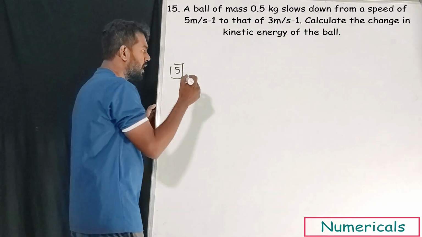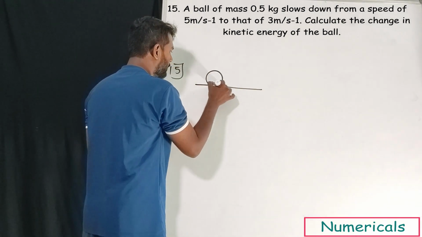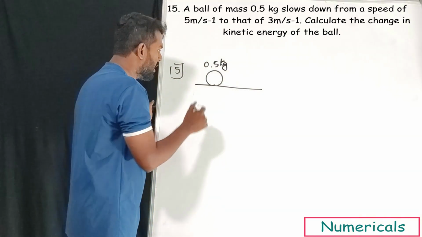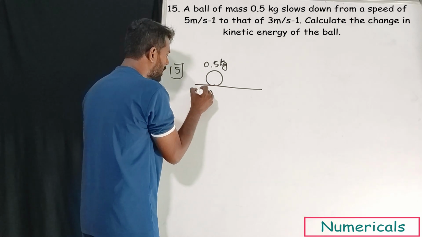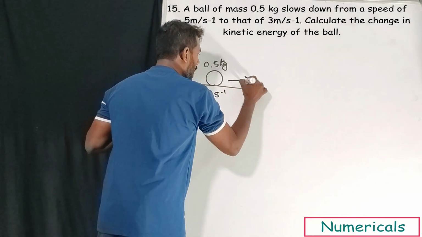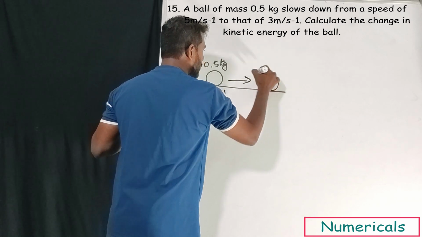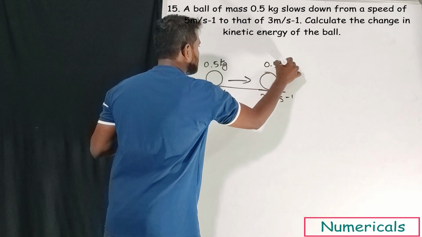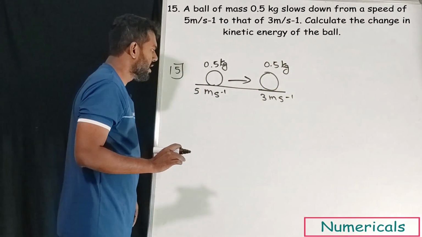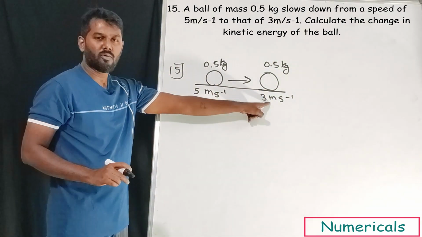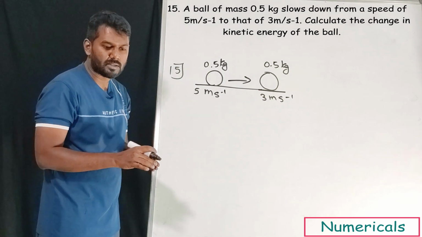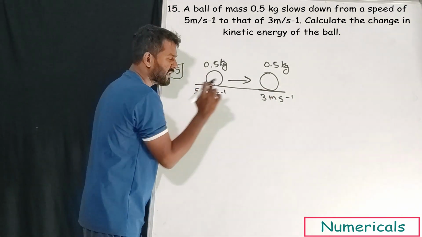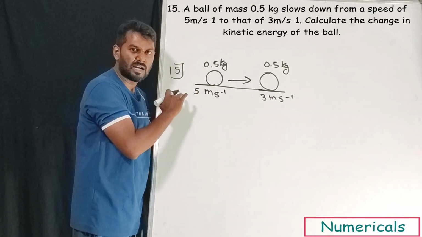First you understand the concept. Assume there is a ball of mass 0.5 kg, that is mentioned in the question. At present it is moving at 5 meter per second, and after a few seconds it has slowed down its speed to 3 meter per second and the mass is the same. This is important. Initial value was 5, now it is 3 meter per second. We have to calculate the change in kinetic energy. See, mass is the same but the speed is different. There will be a change in kinetic energy that we have to find.